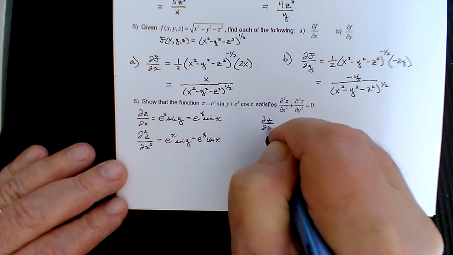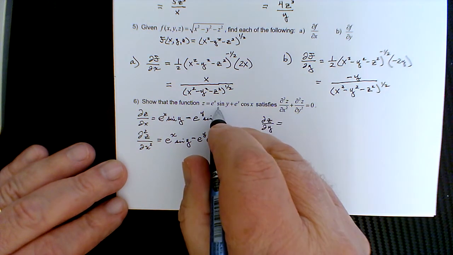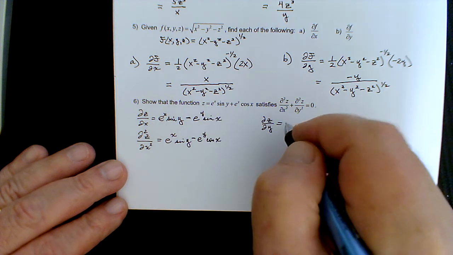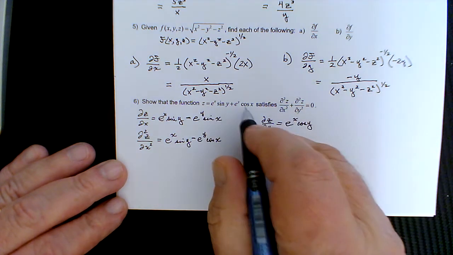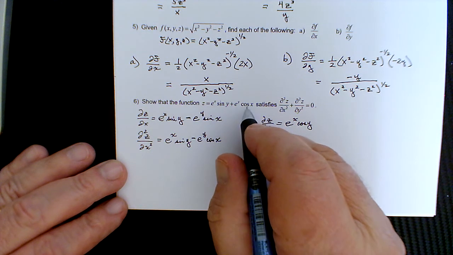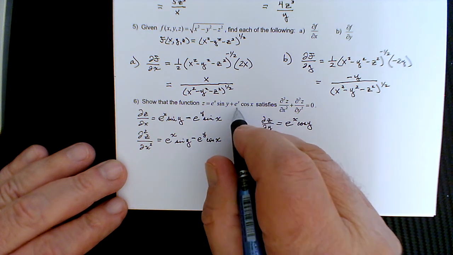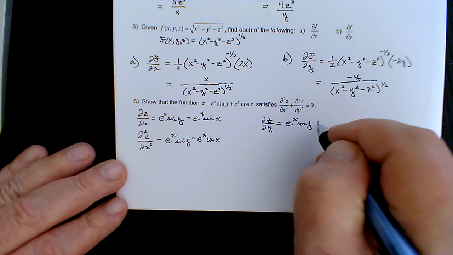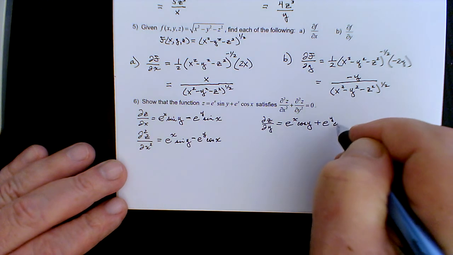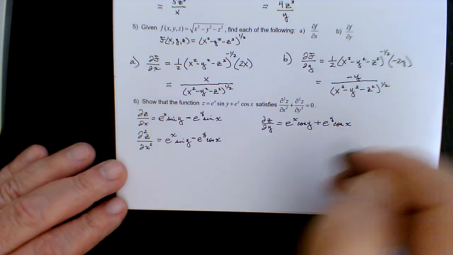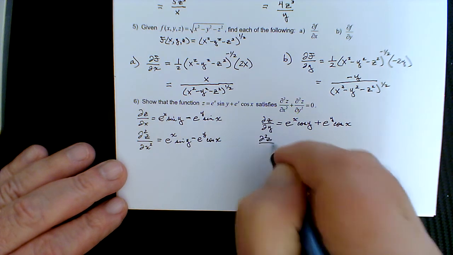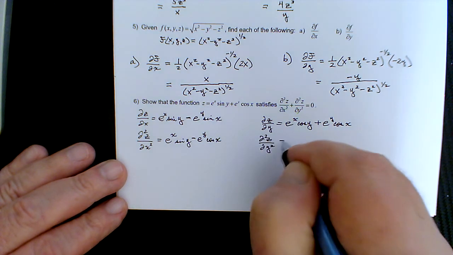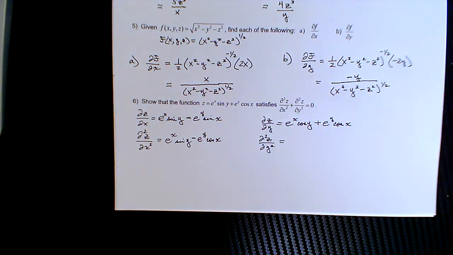And now do the second partial of z with respect to y twice. So first partial with respect to y. Okay, now x is a constant, so e to the x tags along, and the derivative of sine of y is cosine y. And then the derivative of x is again a constant, so cosine of x is a constant, e to the y differentiates to be e to the y, so times cosine x. And then the second partial of z with respect to y twice.